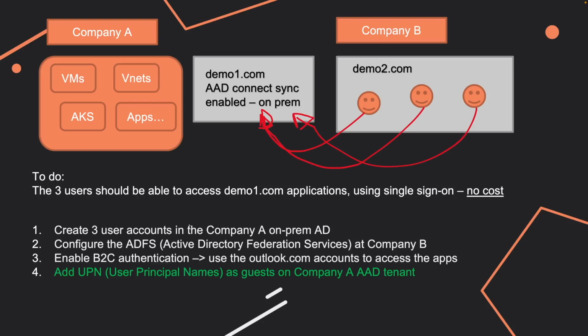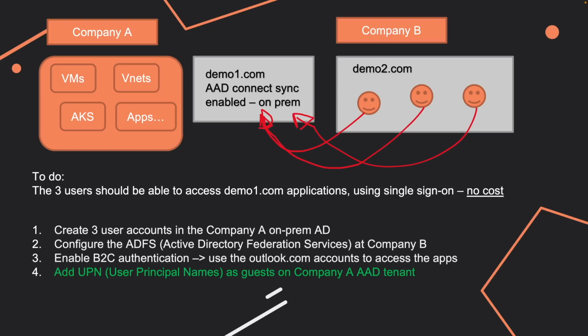And regarding enabling B2C authentication, this would not allow the 3 company B users to use single sign-on, and it would also not be a good practice because these users will still have access even if they left company B.